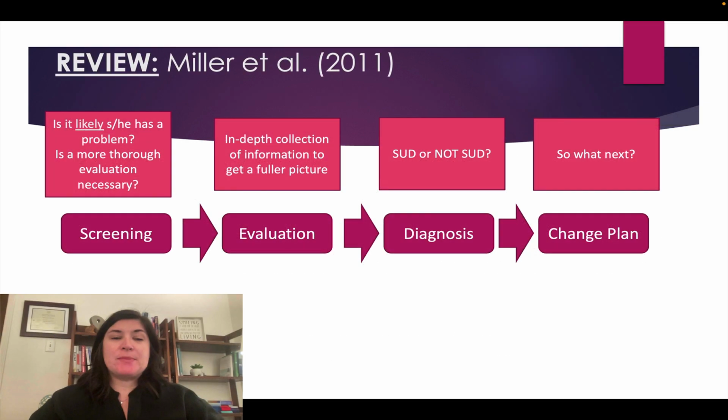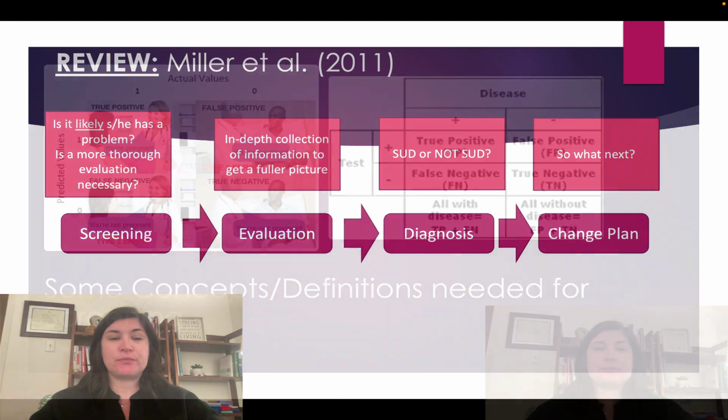And if we remember from some previous lecture slides, we talked about Miller et al. and the theory of how we identify a substance use problem. And screening is kind of in that first section. So it is identifying whether the person is likely to have a problem and whether we need to evaluate more in the future. And then that's when we would go into in-depth collection of information to get a fuller picture. So that's kind of what your substance abuse evaluation is in writing exercise 1 and writing exercise 2.